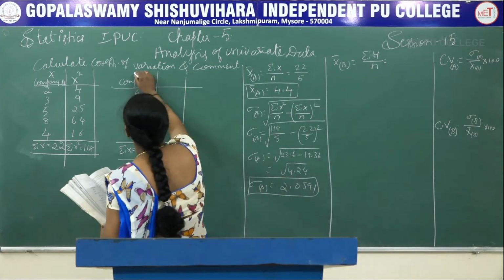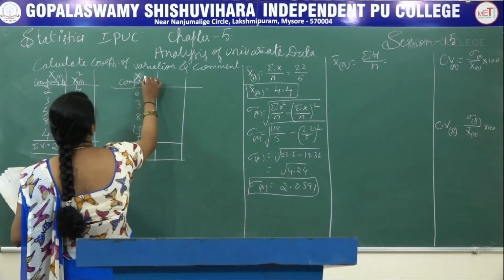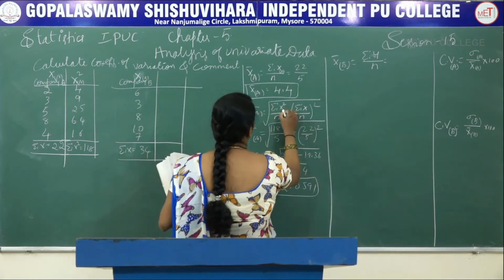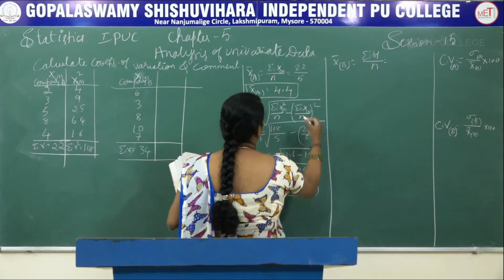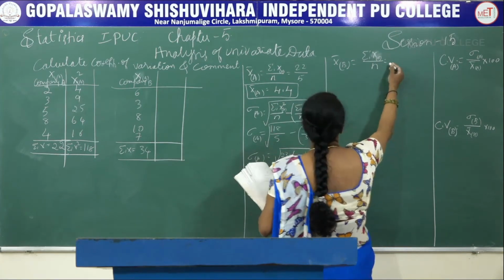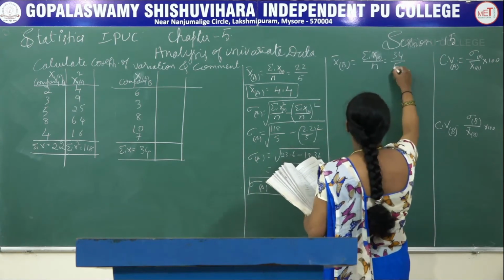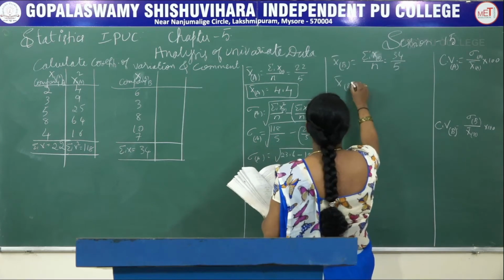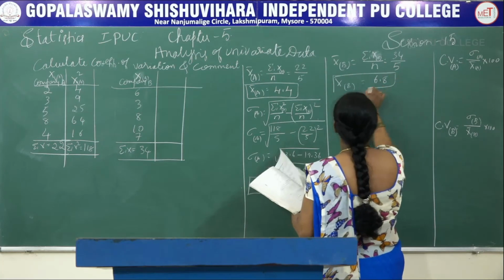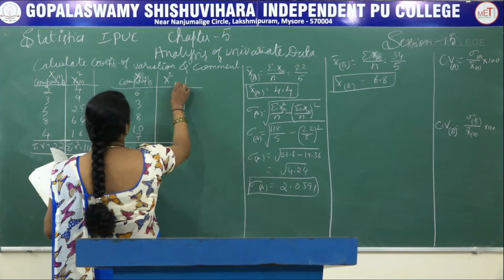This is for A and this is for B. Summation for B is equal to 34 divided by N, which is 5, so X bar of company B is equal to 6.8. Next, to find sigma, we have to square these values.